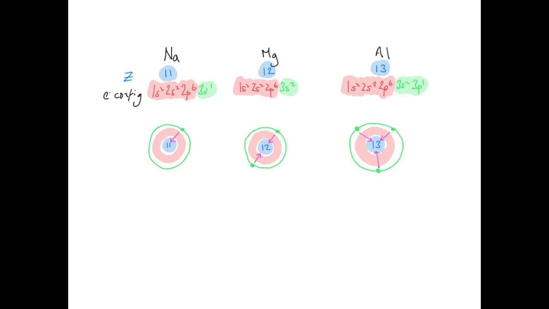As a result of it increasing from sodium to magnesium to aluminium, things like the atomic radius will decrease. So for magnesium, in comparison to sodium, the nucleus can pull more on those valence electrons, and as a consequence, that atom will be smaller than a sodium atom. And even more so with aluminium, it will be smaller still than the magnesium and the sodium.